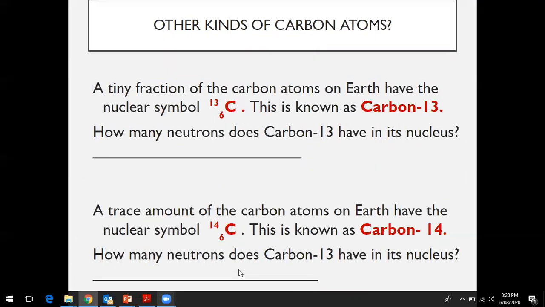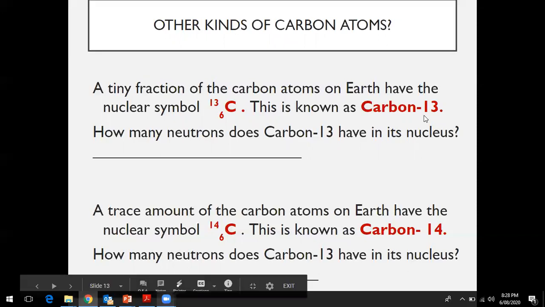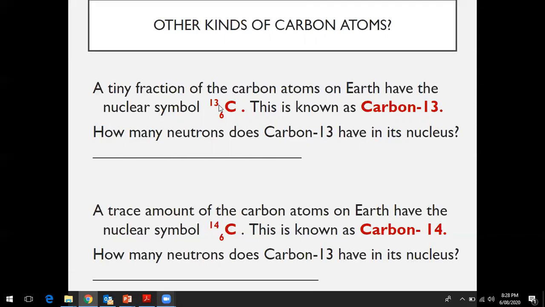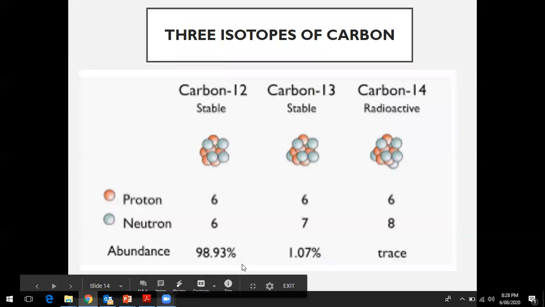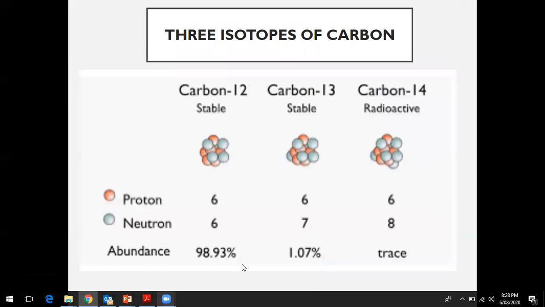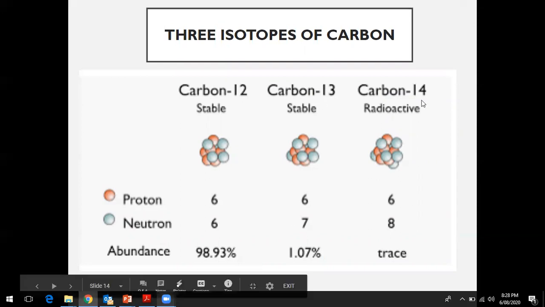And the other isotopes of carbon found are carbon 13 and carbon 14. So it means the mass number here is 13 instead of 12. So find the number of neutrons in here. 13 take away 6 and write it down. In here the same thing, 14 take away 6, write it down. So here are the 3 isotopes of carbon which we were discussing before. Carbon 12, carbon 13, carbon 14. So carbon 12 has got 6 neutrons, carbon 13 has got 7, carbon 14 has got 8, and that one is radioactive.